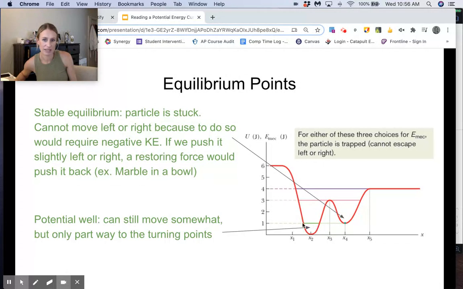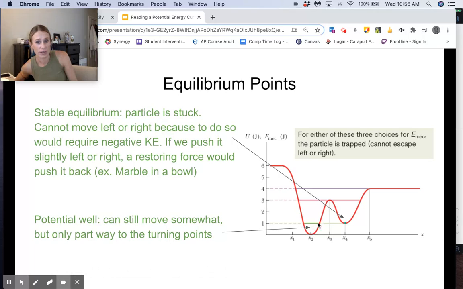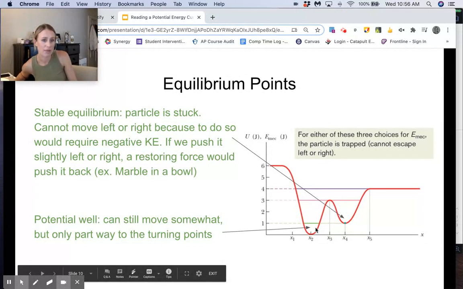And then last but not least, we have this thing right here called a potential well. Again, say we have our particle at x2 or something like that. Our total mechanical energy is 1 joule. You can almost see that our particle is kind of stuck right here because you have a turning point here and a turning point here. So the particle can move somewhat, but only part way to those turning points.